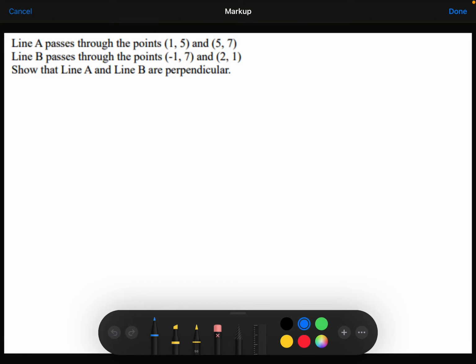Line A passes through the points (1, 5) and (5, 7). Line B passes through the points (-1, 7) and (2, 1).